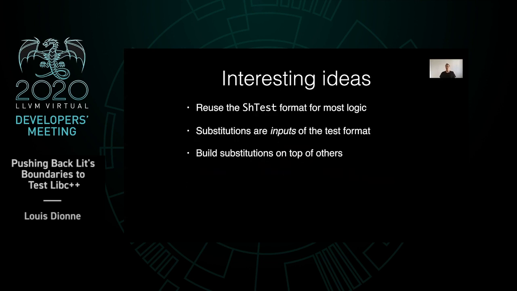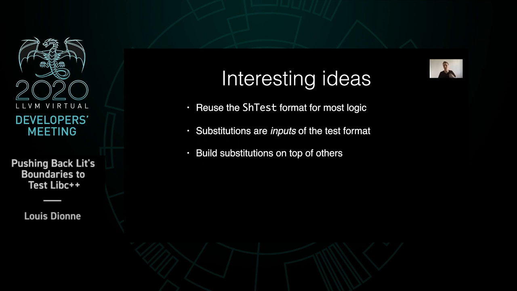So the interesting ideas in the new libc++ test format are really that we're reusing shell tests for most of the logic. So before, we would write everything from scratch, and that made stuff quite a bit more complicated. But now we're basically using the shell test for most of the logic there. So we don't have anything to do. So I think that's definitely saving us a lot of trouble.